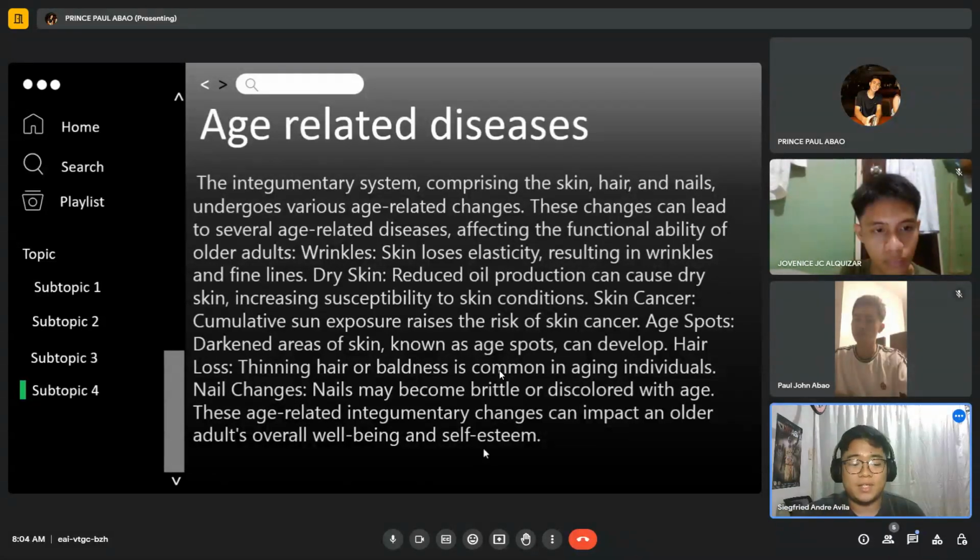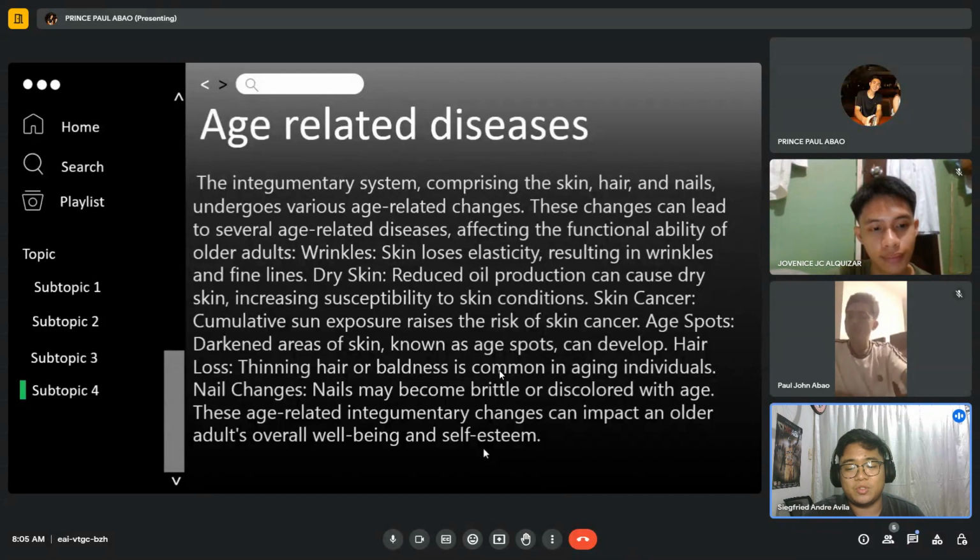First is the psychological impact. The development of wrinkles, age spots, and hair loss can affect an individual's self-esteem and body image, potentially leading to psychological distress. Next is functional impairment. Dry skin can lead to discomfort and itching, potentially interfering with an older adult's daily activities and their quality of life. The skin cancer risk. Cumulative sun exposure over a lifetime increases the risk of skin cancer, emphasizing the importance of sun protection and regular skin checks for early detection.